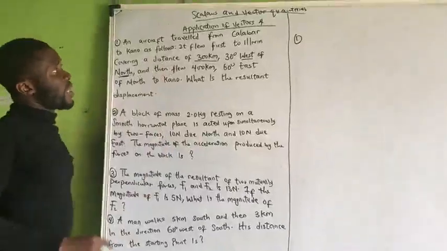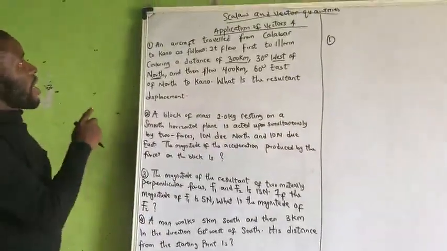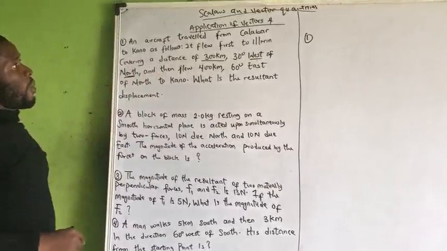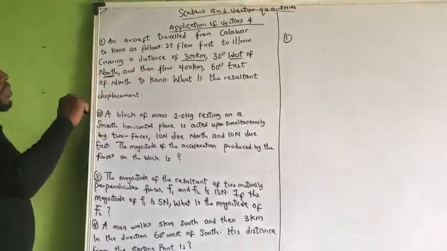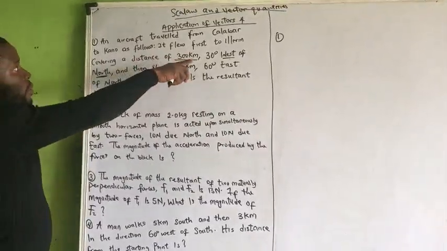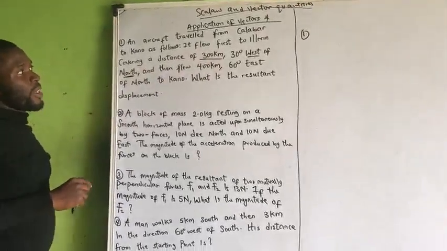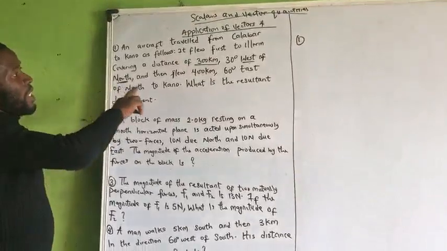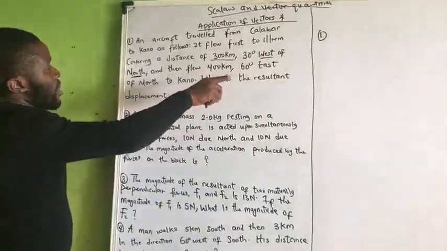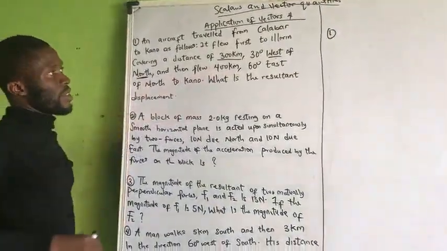Now let's look at another application of vectors. An aircraft traveled from Calabar to Kano as follows. It flew first to Ilorin, covering a distance of 300 km, 30 degrees west of north, and then flew 400 km, 60 degrees east of north to Kano. What is the resultant displacement?